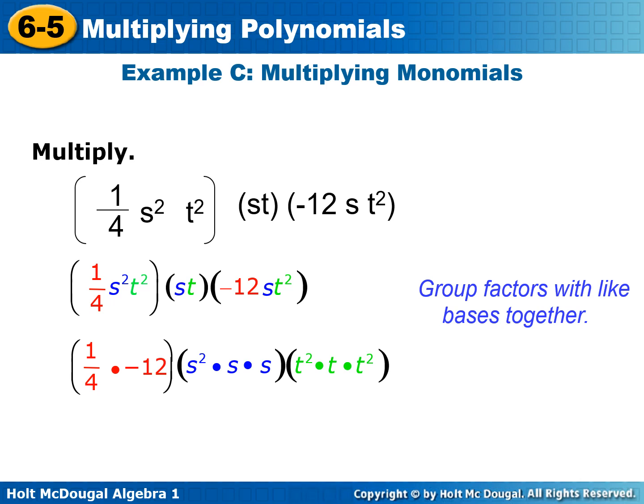And then right after that, we group factors with like bases together. So from the first monomial, we get s squared, and then we also write it together with the s from the second monomial and the other s from the third monomial. So we now have here s squared times s times s. Now for t squared, from the first monomial, we write it together with the t from the second monomial and the t squared also from the third monomial. So we now have here, we simplify everything.